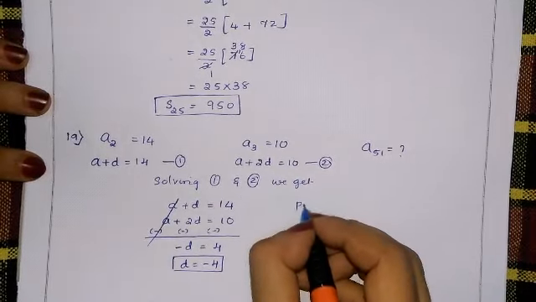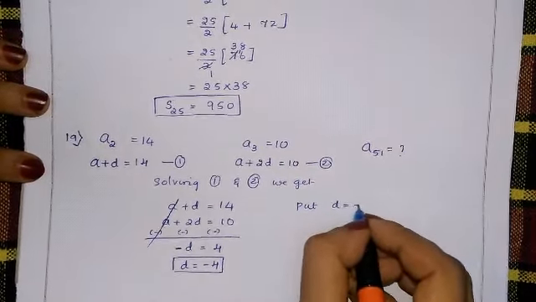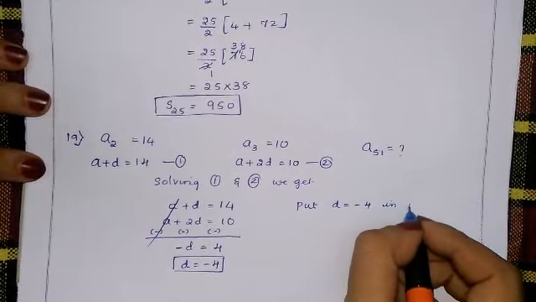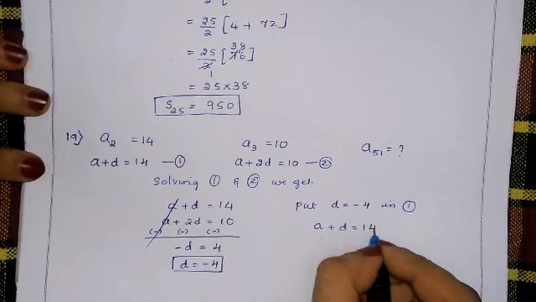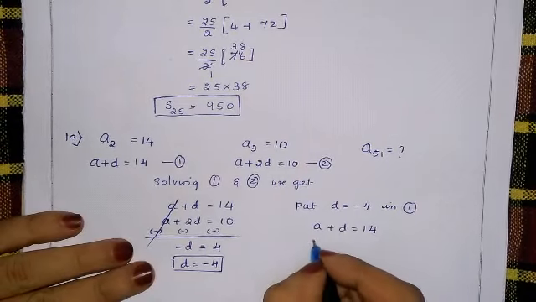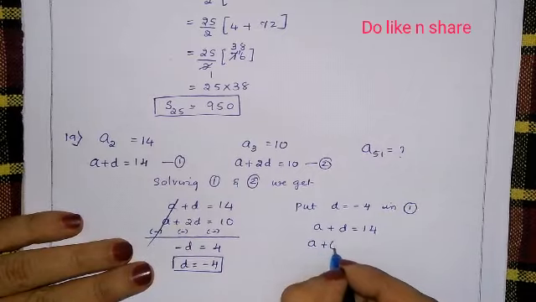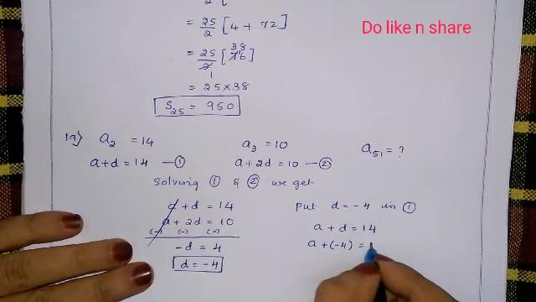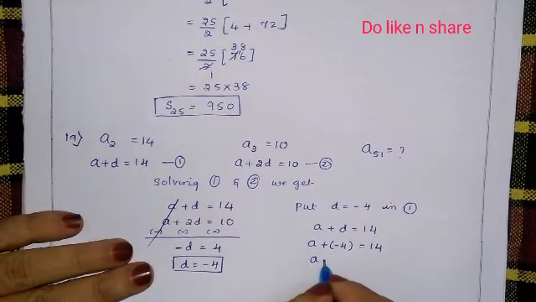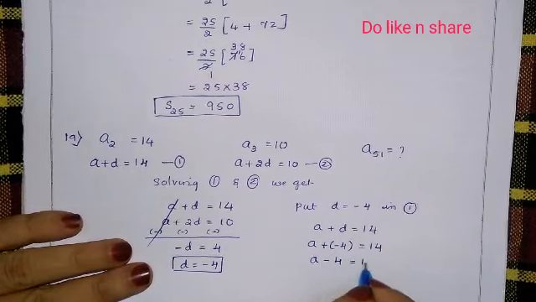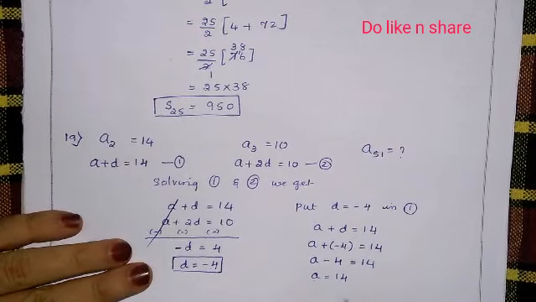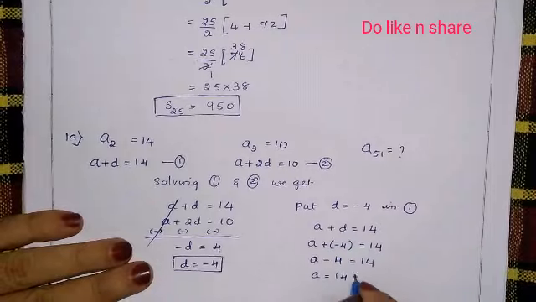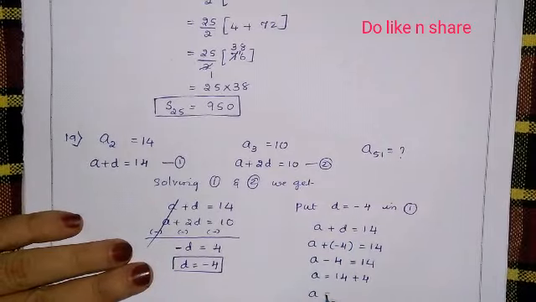Now put D equal to minus 4 in equation 1. A plus D is equal to 14. A plus minus 4 is equal to 14. A is equal to 14, and the minus 4 moved to this side becomes plus 4. So A is equal to 18.